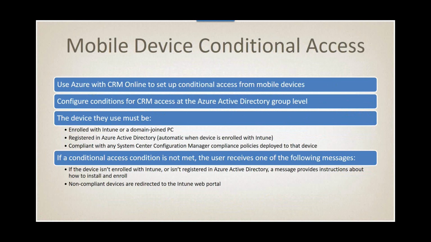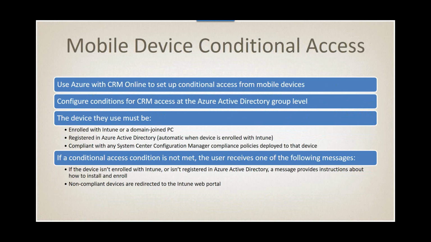There's some conditional access that's set up. Now, this is all Azure based, as most things in CRM Online are. Conditional access is how a company directs how things should be set up within the application for people accessing it. You can specify the system configuration conditions at the Active Directory group level. You have to have the device enrolled in Intune or be a domain-joined PC. You have to be registered in Azure Active Directory. It has to be compliant, so you can actually look at the policies for the device.